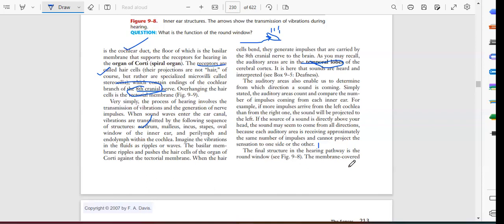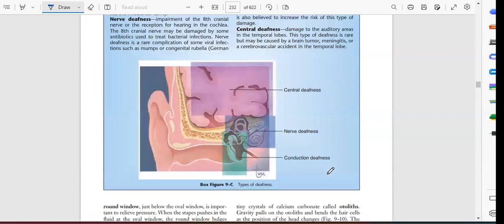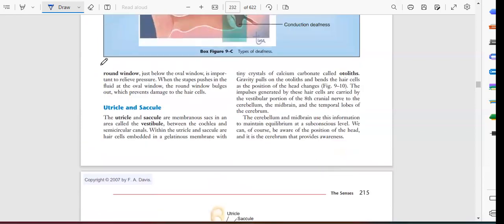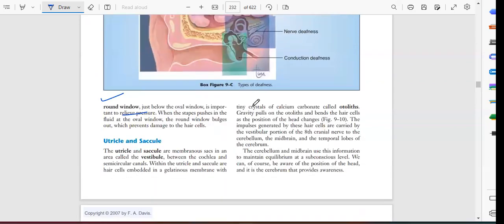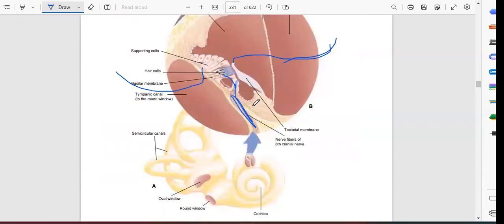The final structure in the hearing pathway is the round window. The membrane-covered round window, below the oval window, is important to relieve pressure. When the stapes pushes in the fluid at the oval window, the round window bulges out, which prevents damage to the hair cells. So basically here we have the round window.